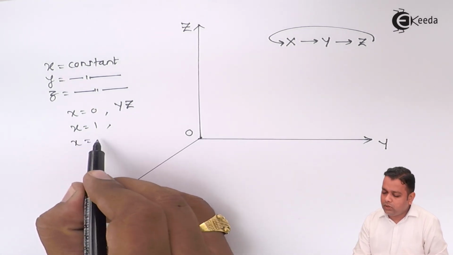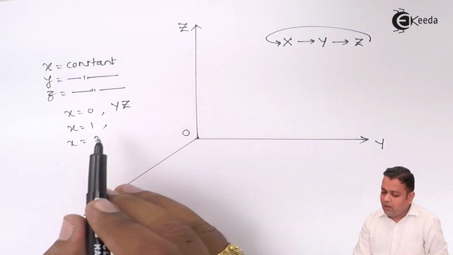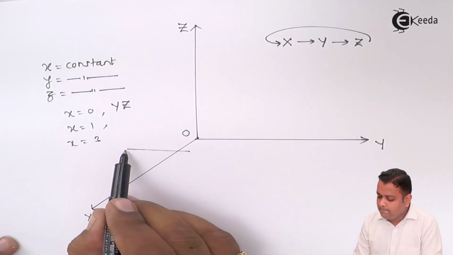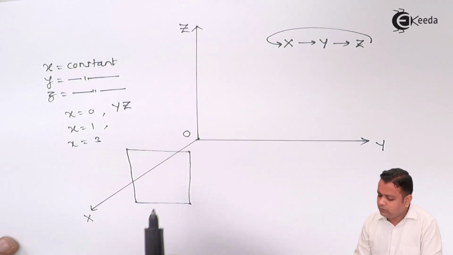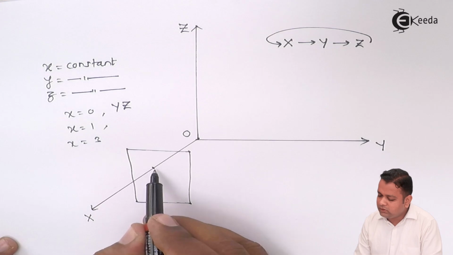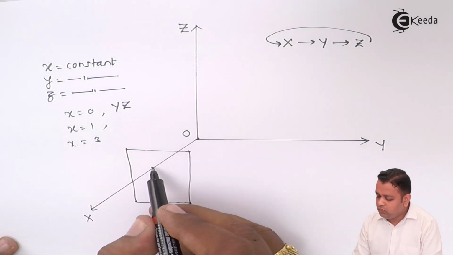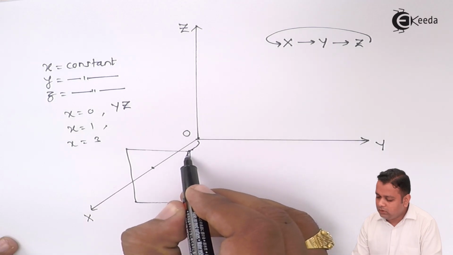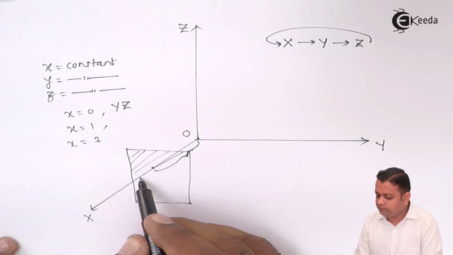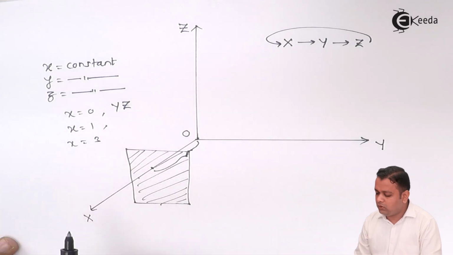If x is equal to 3, that plane will be above the YZ plane, parallel to the YZ plane, at a distance of 3 units. So it can be drawn like this. Suppose this is a plane infinite in this direction, this direction, this direction and this direction, and intersects the x-axis here. So from the origin to this is the distance x. So x is equal to constant is the plane which is parallel to the YZ plane, at a distance constant.